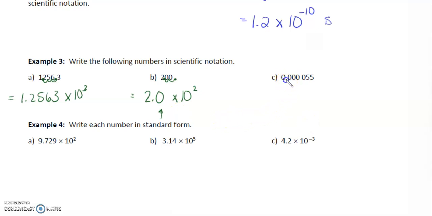Okay, the next one. 1, 2, 3, 4, 5. So we moved 5 places to the right. So we know that we're going to have 10 to the power of -5. And our decimal is 5.5.